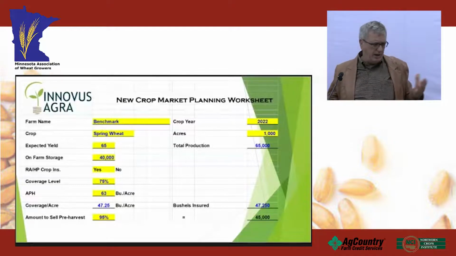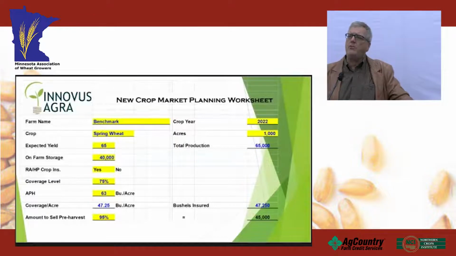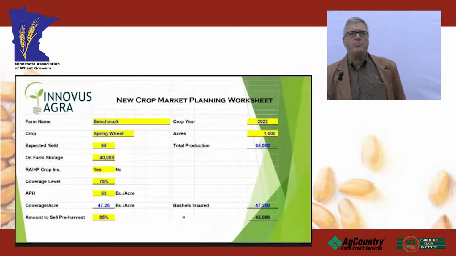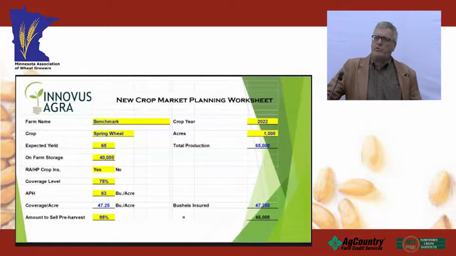And they probably had yields that were in that 80-plus range at times. When you get further west, these numbers obviously are going to change, and we're probably going to have a 40 or even a 30 in front of that. But then your cost structure changes as well. So in this particular case, we expect to grow 65 bushels per acre.